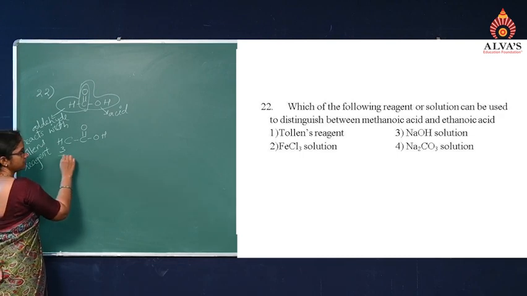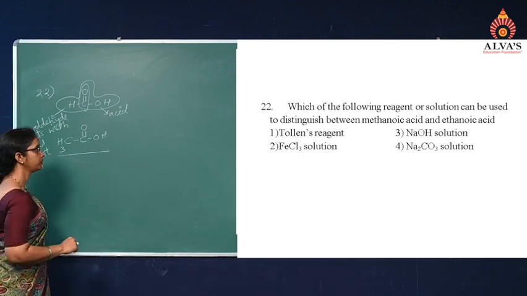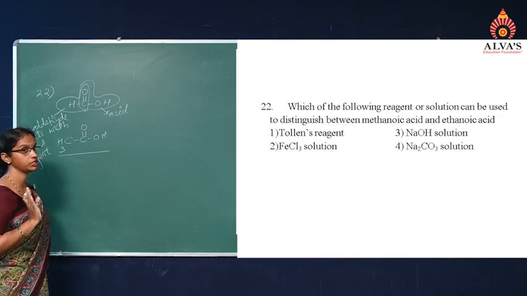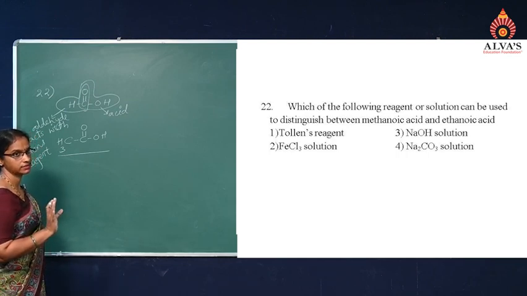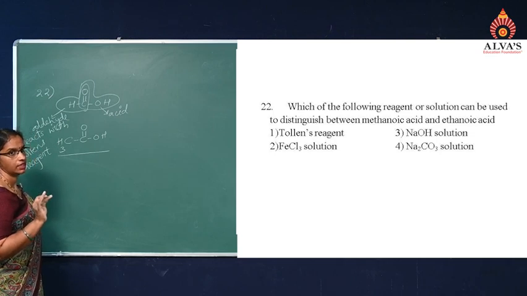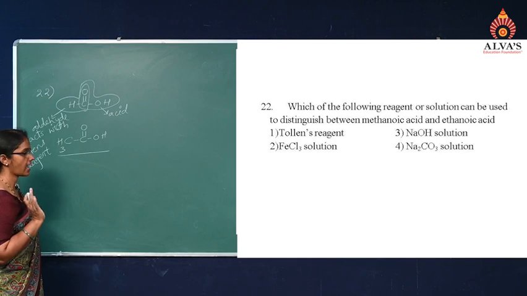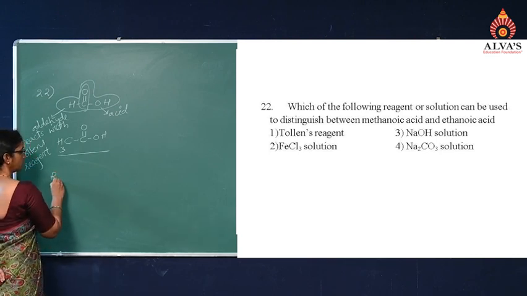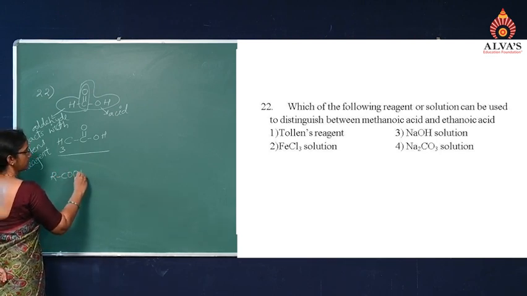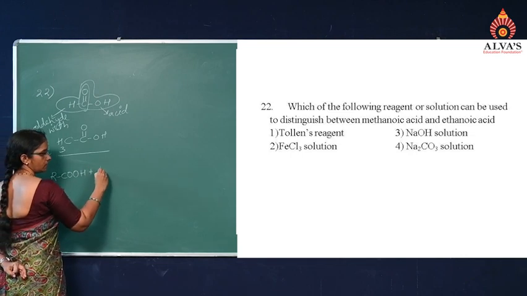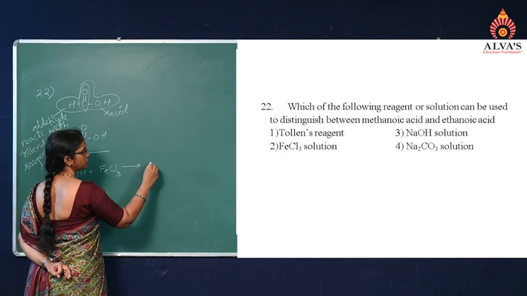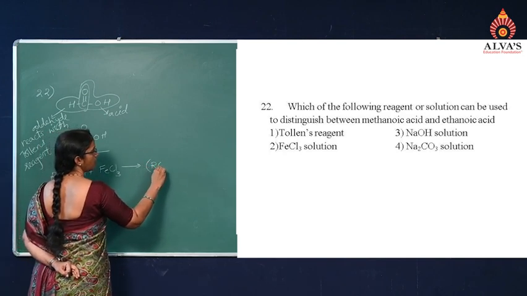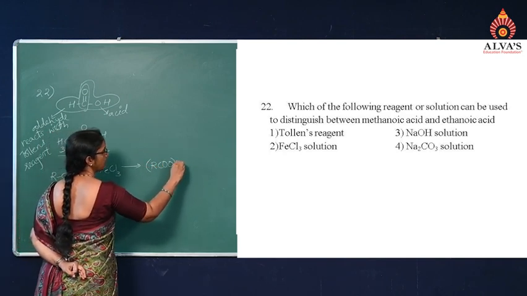Whereas acetic acid will not react with Tollens' reagent, so it can be used to distinguish between methanoic acid and ethanoic acid. All the remaining three, FeCl3, NaOH and sodium carbonate, all three of them will react. Usually carboxylic acids react with FeCl3 solution, resulting in formation of complexes of (RCOO)3Fe type.